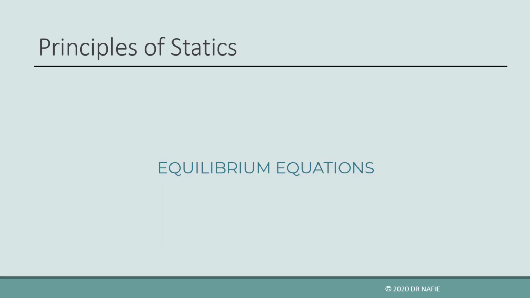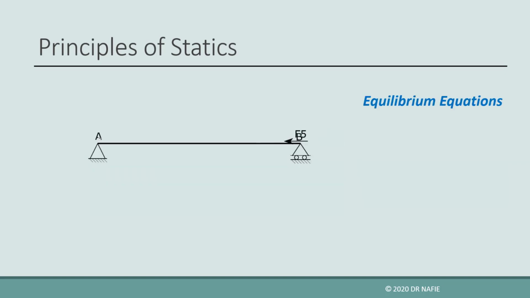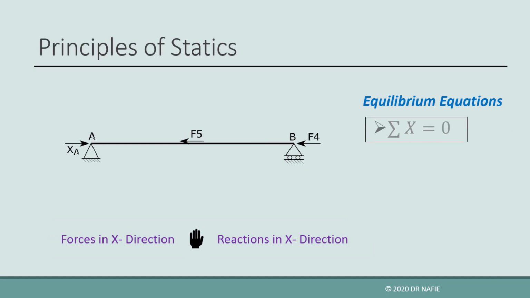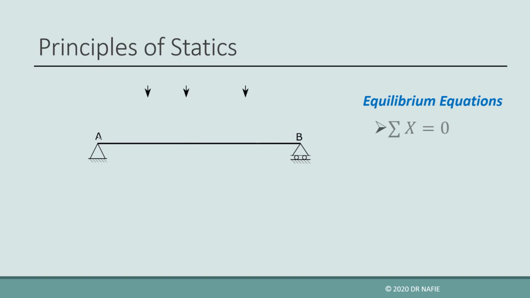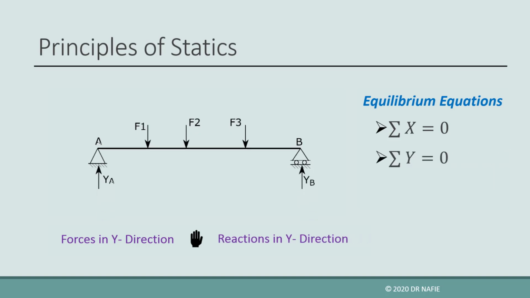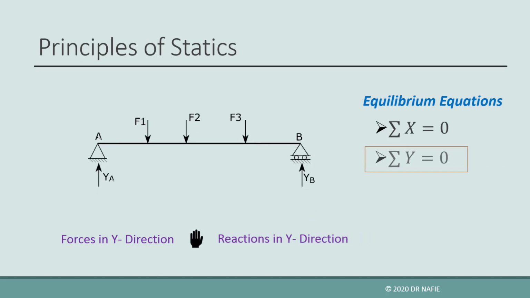What are the equilibrium equations? To reach a state of equilibrium, three equations of equilibrium have to be fulfilled. First, the force in the horizontal or x direction must be resisted by the reaction in the x direction. Sigma x equals 0. Second, the force in the vertical or y direction must be resisted by reactions in the y direction. Sigma y equals 0.